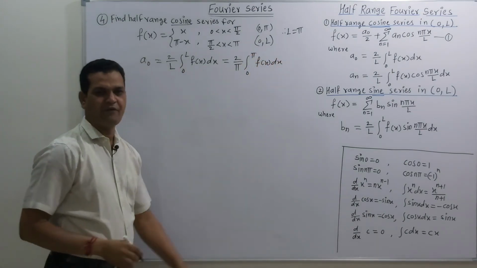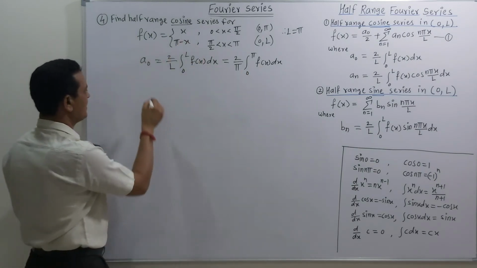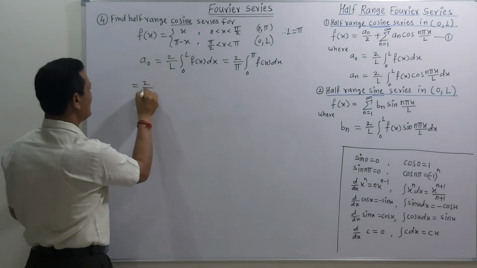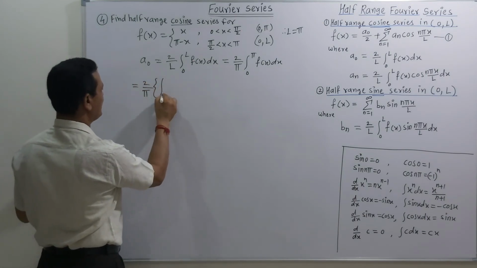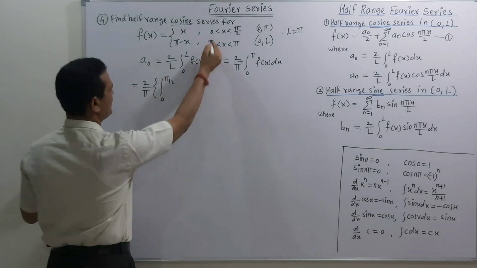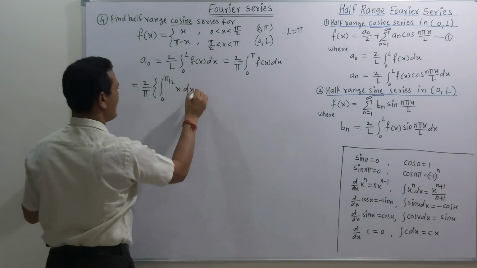But here friends, this f of x is split into two parts. So let's divide this into two parts. We write this as 2 upon pi, then the first interval is 0 to pi by 2. For 0 to pi by 2, the value of f of x is x dx.